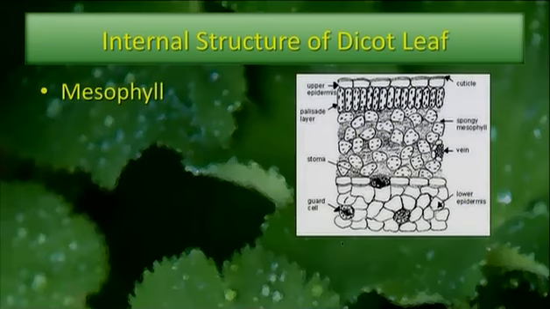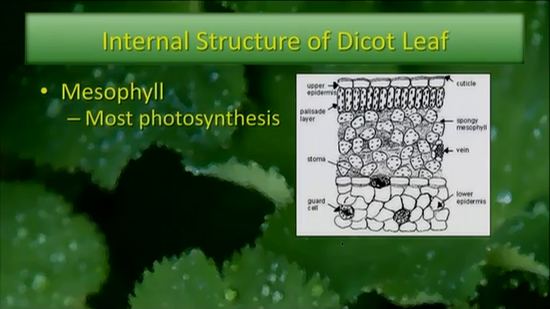Now the mesophyll is the middle of the leaf. It's the part that's between the upper and lower epidermis. Most of the photosynthesis takes place in the mesophyll.